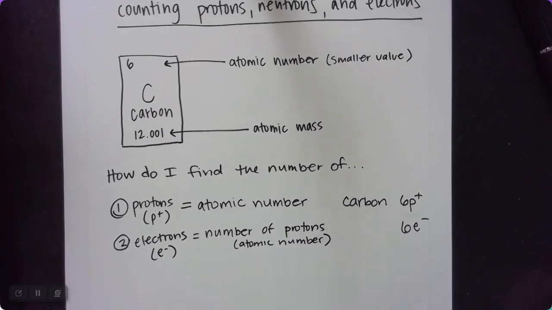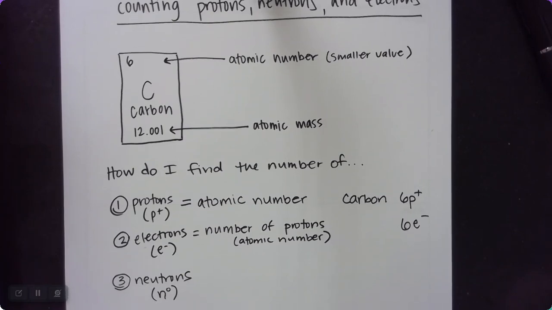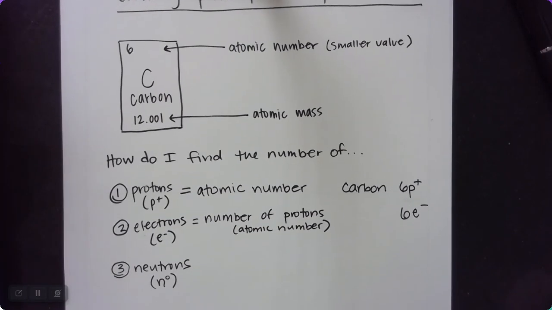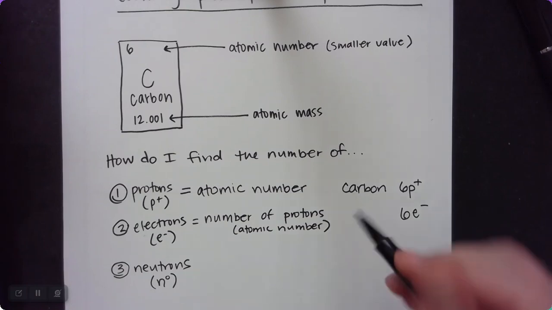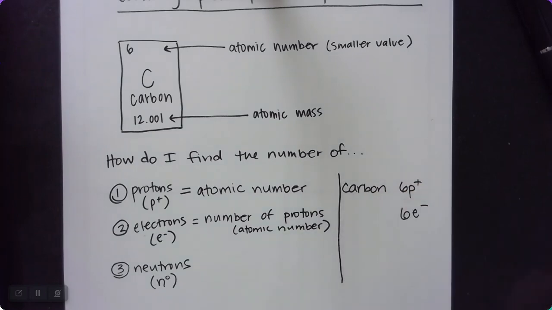So now is where it gets a little bit more complicated. We have to find the number of neutrons. And let's not forget, our neutrons are signified by an N with a 0. So in order to find our number of neutrons, this is a little bit more complex in terms of the fact that it doesn't come straight from the square. You have to manipulate a number a little bit or change it. So let's go ahead and figure out how we do that.